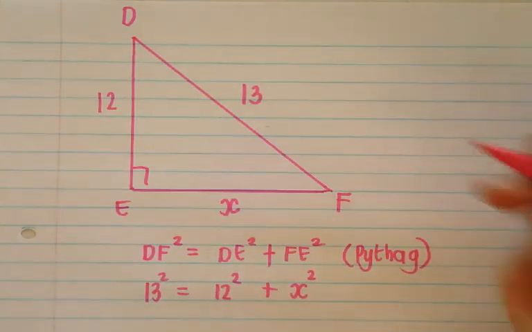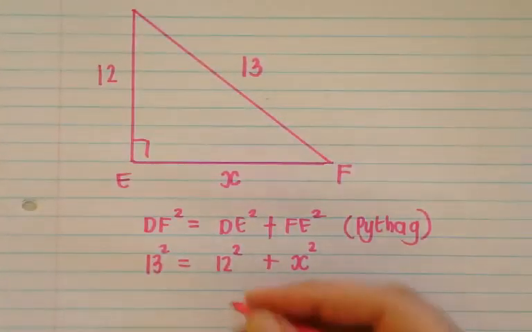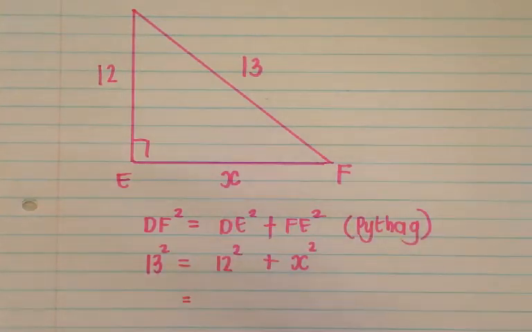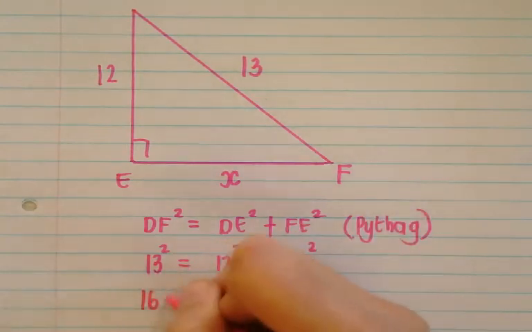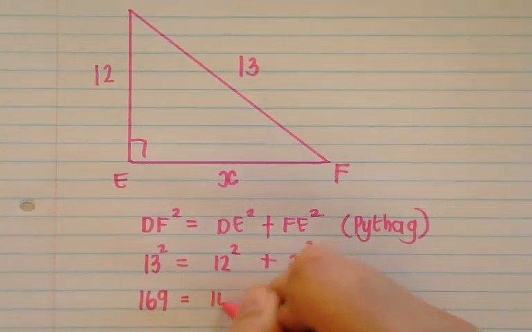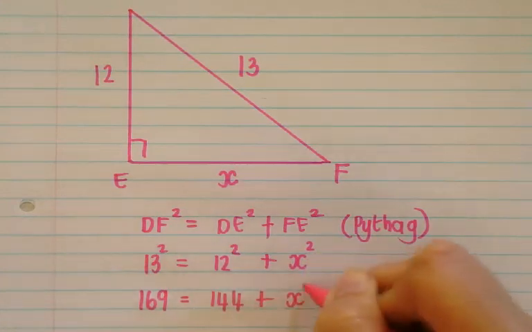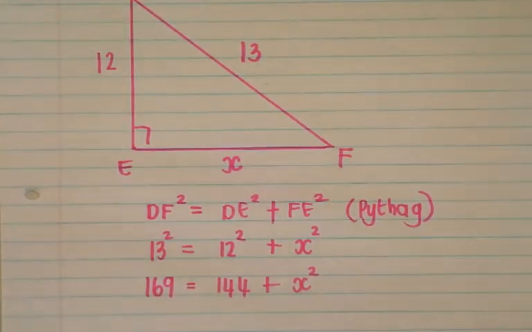13 squared is equal to? Ooh, timetables are bad. We can do it that way, but I want to practice your timetables. 13 squared. 169. 12 squared. 144. I want x squared by itself. Is it currently by itself? What should not be there? The 169. The 169 is by itself.